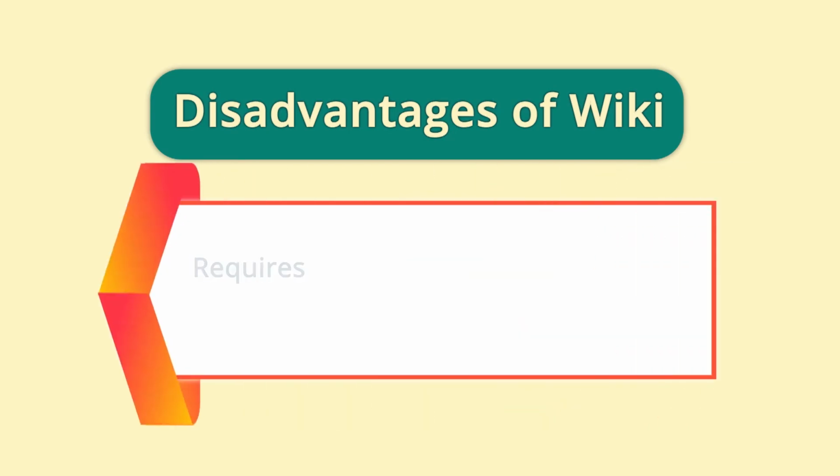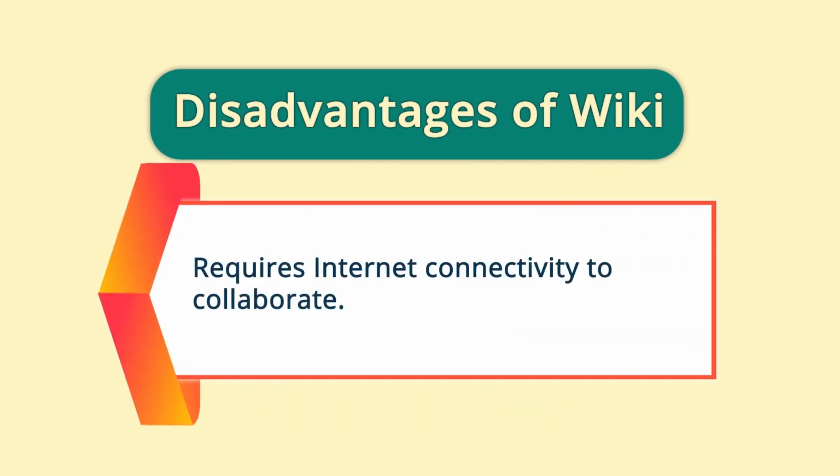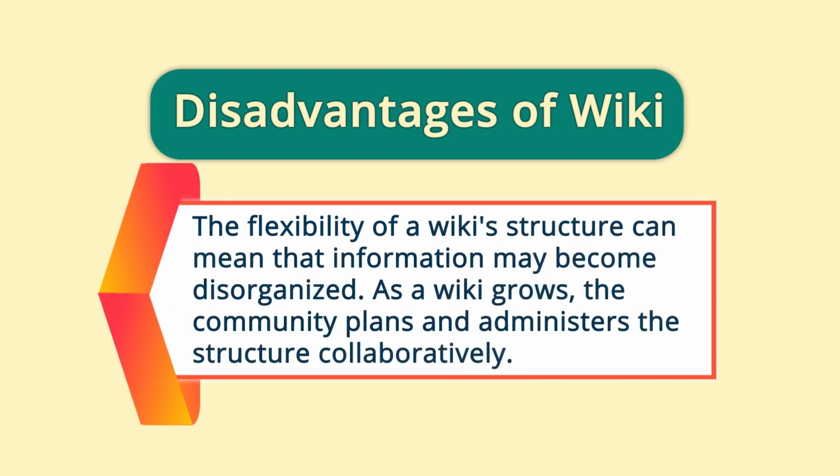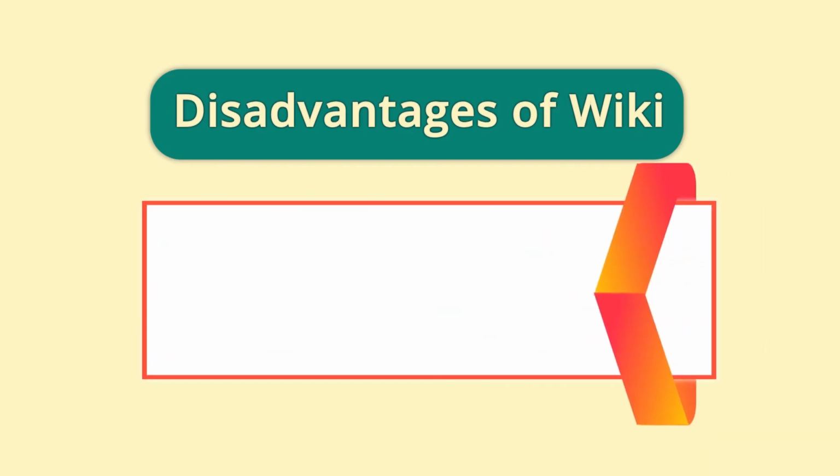It requires internet connectivity to collaborate. So in places where internet connectivity is an issue, contributing on Wiki becomes an issue. The flexibility of Wiki structure can mean that information may become disorganized. As a wiki grows, the community plans and administers the structure collaboratively, and thus this disadvantage can be overcome.